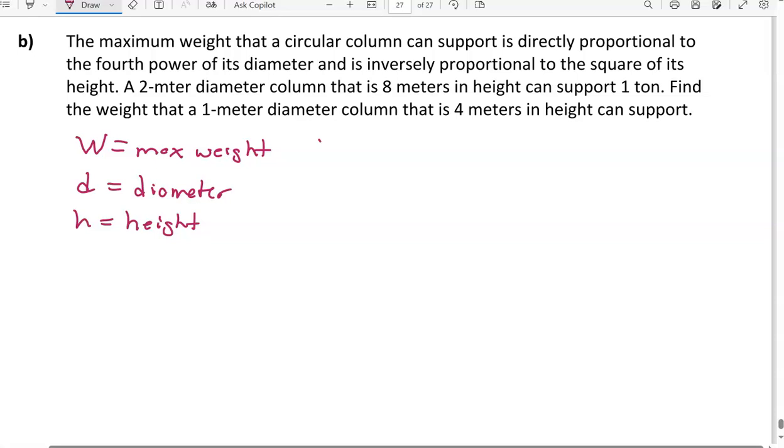So the maximum weight that a circular column can support is directly proportional to, so that means equals K times, the fourth power of the diameter, so that would be D to the fourth power, and inversely proportional, so divided by the square of its height, so that would be divided by H squared. So a 2-meter diameter column, so that means we're going to insert 2 in the place of the diameter, and then that it's 8 meters in height, so we'll insert 8 in the place of the height, can support 1 ton. So I'm going to replace that W there with a 1.